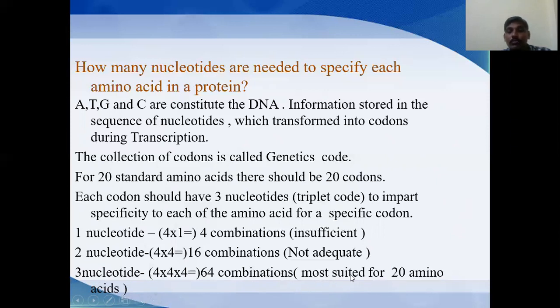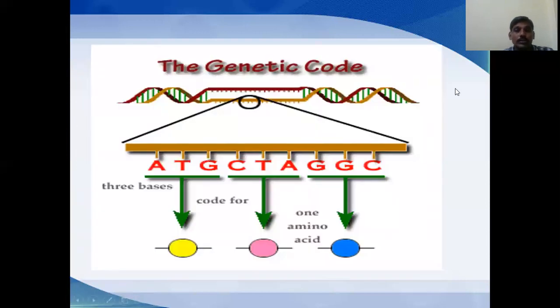These combinations are most suitable for 20 amino acids. So that's why the genetic code is definitely having 3 specific sequences of nucleotides. The 3 specific nucleotide sequence is called a codon. So just you can observe here, this is the DNA molecule, a double stranded DNA molecule. One of the DNA template strands produces a single stranded RNA molecule with the help of the RNA polymerase enzyme.